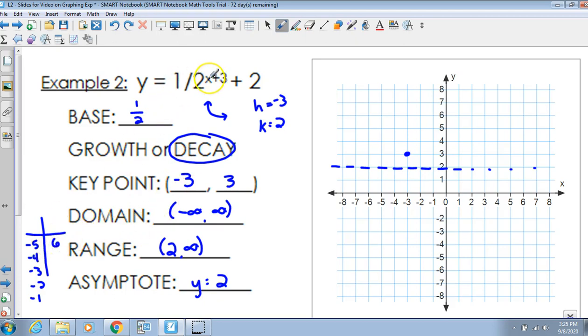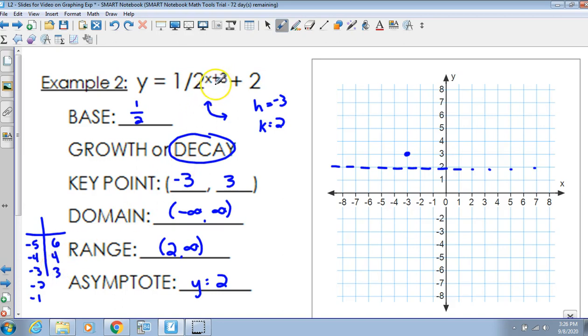If we plug in a -4, -4 plus 3 is -1. 1/2 to the -1 is 2. 2 plus 2 makes 4. If we plug in -3, -3 plus 3 is 0. 1/2 to the 0 power is 1. 1 plus 2 gives us 3.